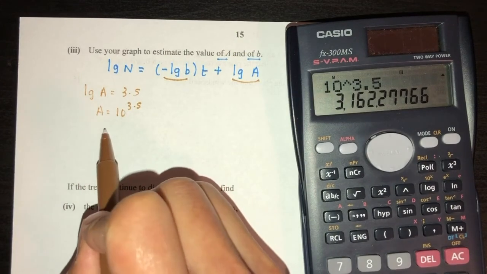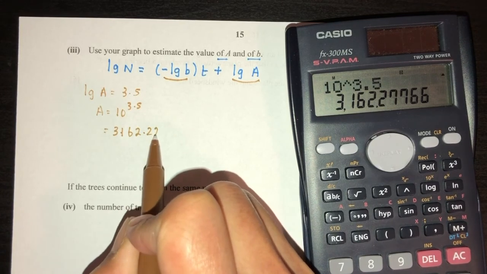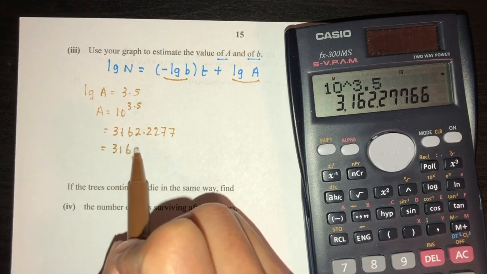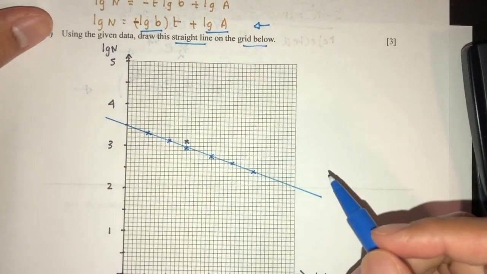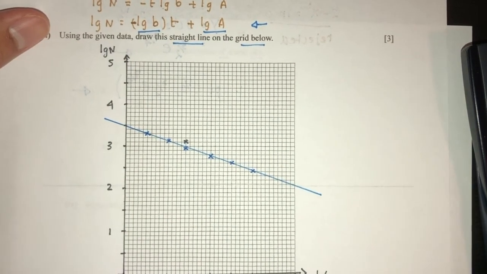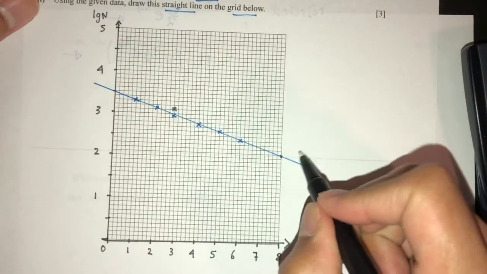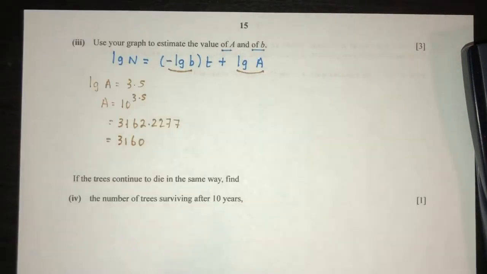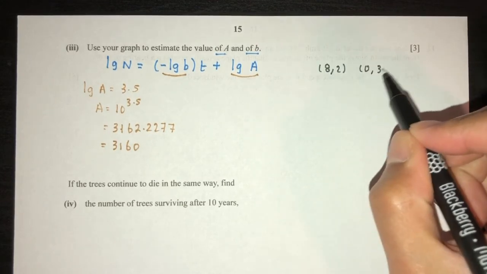That will be 3162.2277. Usually we write this down correct to 3SF. That will be 3160. Now let's find the value of b. We have to use the gradient to find that. So to find the gradient, we have to use 2 points. Let's use new points. So let's use this point here, which is 8 and 2, and then use this point, which is 0, 3.5. So we have 2 points, 8 and 2, 0 and 3.5.